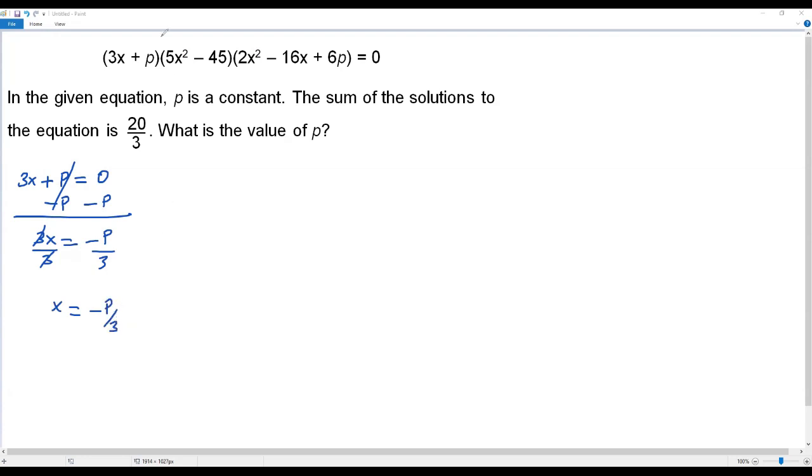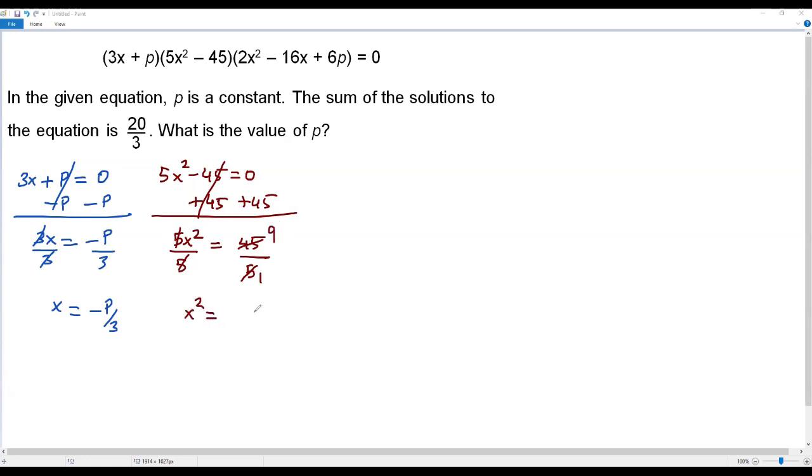Okay, I equated the first expression to 0 and solved for x. Now let me equate the second expression to 0 and solve for x. That is 5x² - 45 = 0. Now let me add 45 to both sides. The -45 and +45 will cancel. I'm getting 5x² = 45. Now I divide both sides by 5. This 5 will cancel. 5 goes into 5 1 time, 5 goes into 45 9 times. Then I'm getting x² = 9.